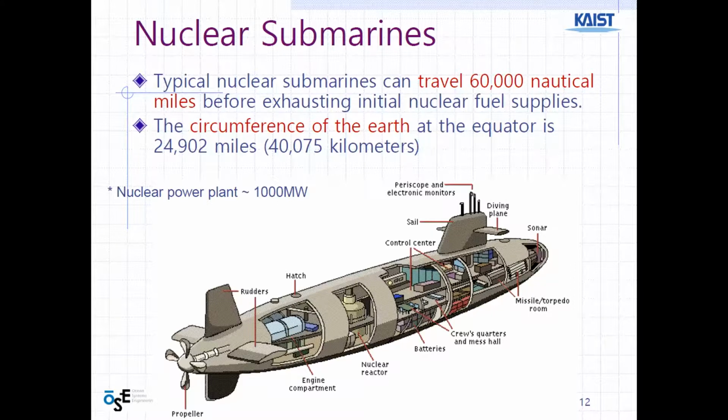This is the nuclear submarine. Typical nuclear submarines can travel 60,000 nautical miles before exhausting initial nuclear fuel supplies. It corresponds to the distance that can make a round trip around the Earth.